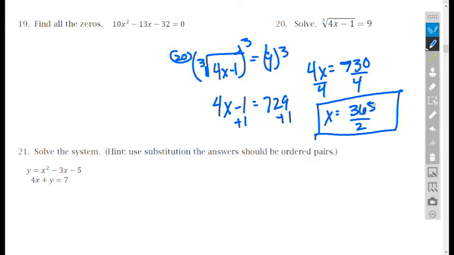And let me just check to make sure that that works. So 4 times 365 divided by 2. And yeah, 9 times 9 times 9. Yeah, okay. So just checking my work there.